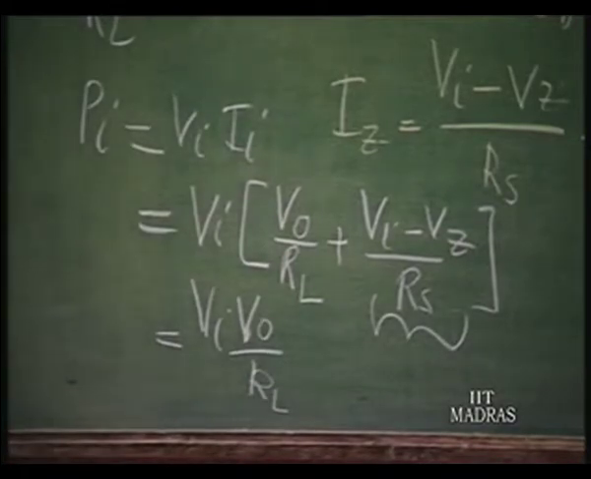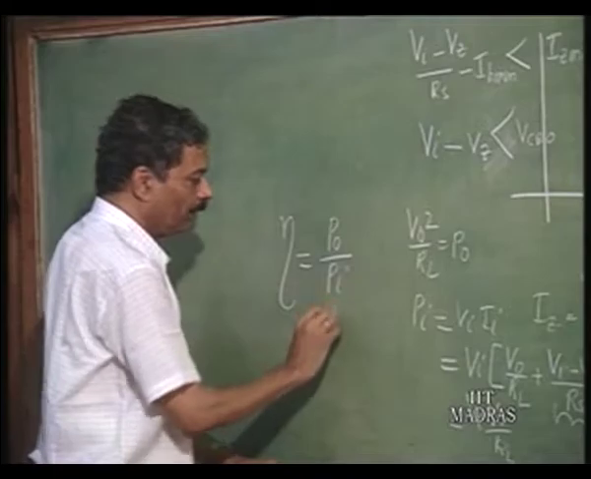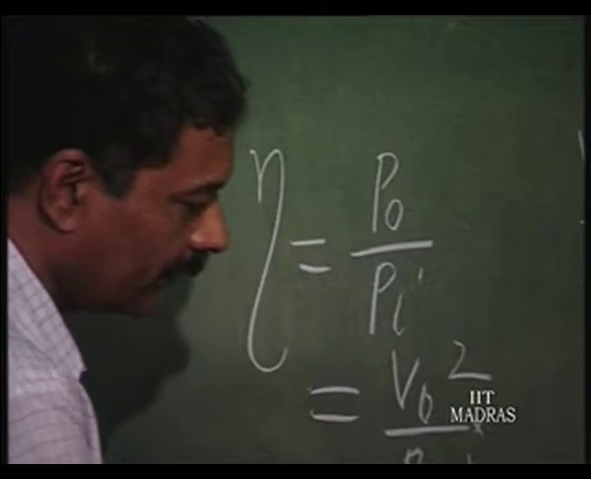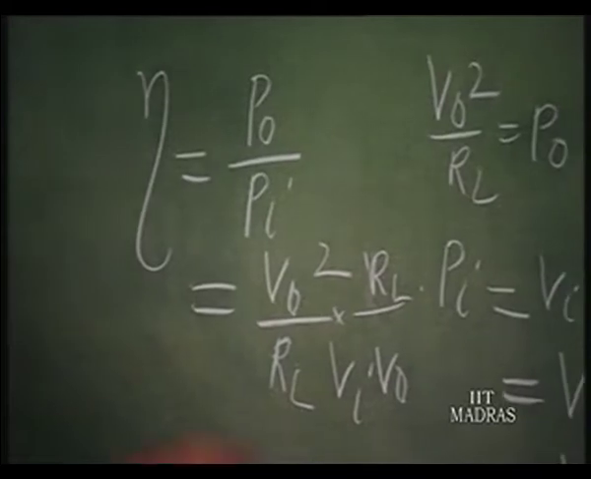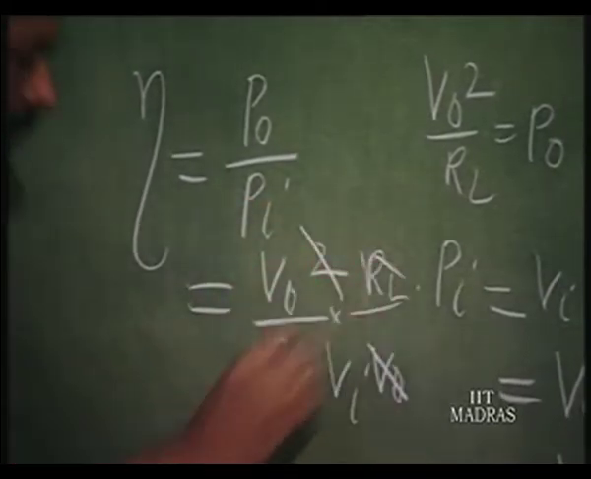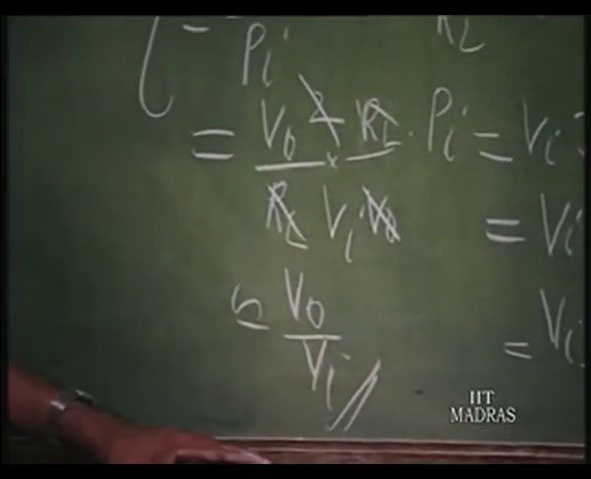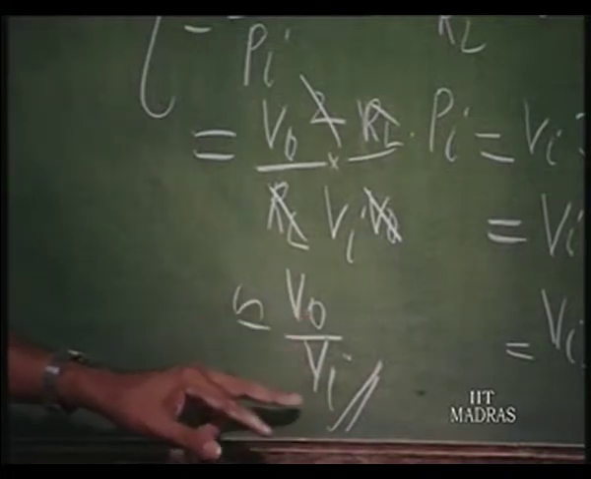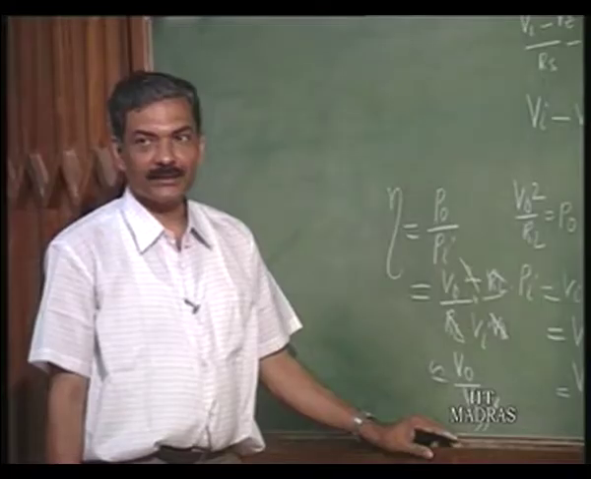So, efficiency is going to be output power divided by input power. Output power is V naught squared by R L, input power is V I times V naught by R L. So, we get this as essentially equal to V naught by V I, simply because we have neglected the bias current. It is essentially a ratio of output voltage by input voltage. So, the higher the input voltage, lower is the efficiency.